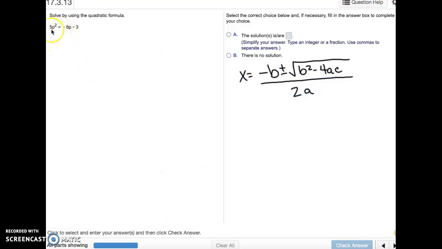Right, this example, first thing that I'm going to do when I'm using quadratic formula is get it equal to 0. I personally like to have my squared term be positive. So I'm going to leave it 5p squared, and I'm going to add the 8p over, and I'm going to add the 3 to the other side, and now it equals 0. So I can identify my a, b, and c. A is 5, b is 8, and c is 3.